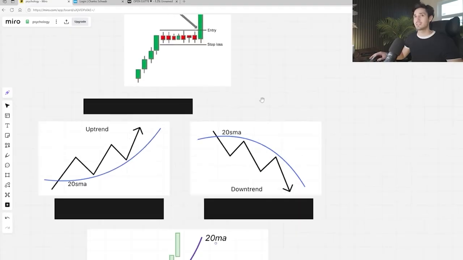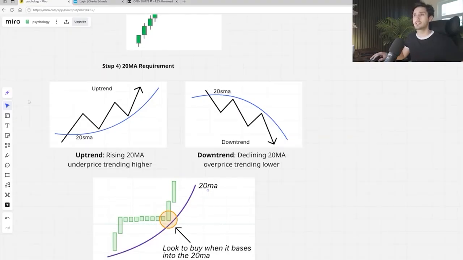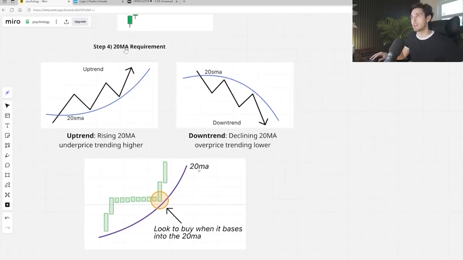All right. Next, we have the 20 period moving average requirement. I actually made a separate video a couple weeks ago about the 20 period moving average and how I use it, so I recommend watching that video after you watch this one. But essentially, for the uptrend that we've already identified for this setup, we want a rising 20 MA that's trending higher, under price trending higher. That's what we want to see for the 20 MA.